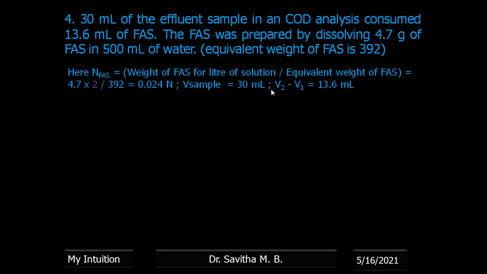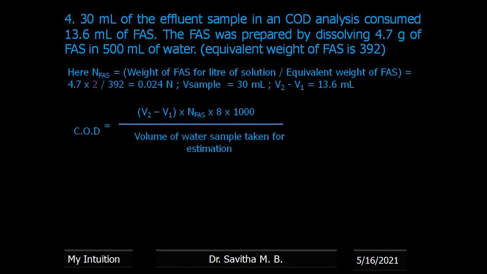Volume anyway is given, 30 ml. V2 minus V1 is directly given. You have the formula: V2 minus V1 into NFAS, which you have just found out, into 8 into 1000, divided by the volume of the sample. Go on substituting, 13.6 is given. Substitute that and you will get the answer as 87.04 milligrams per liter.